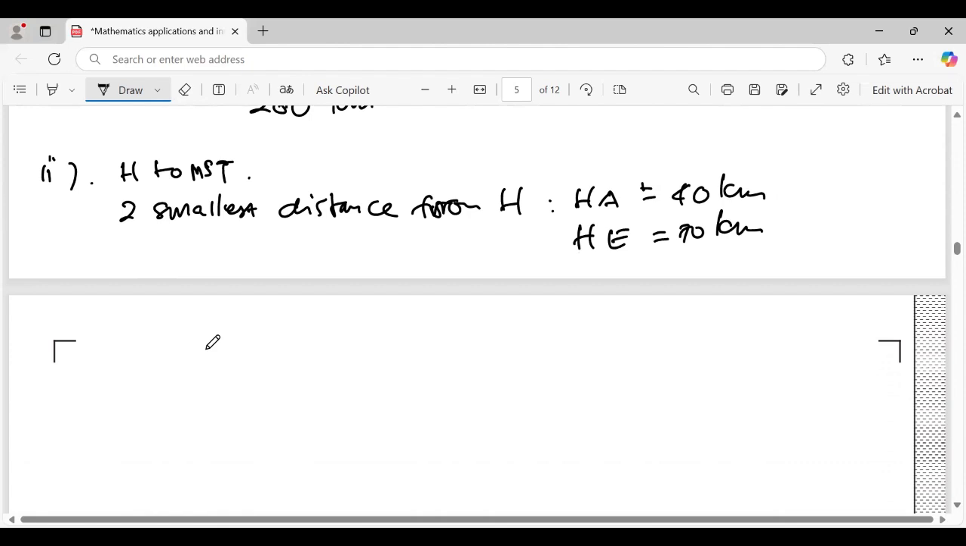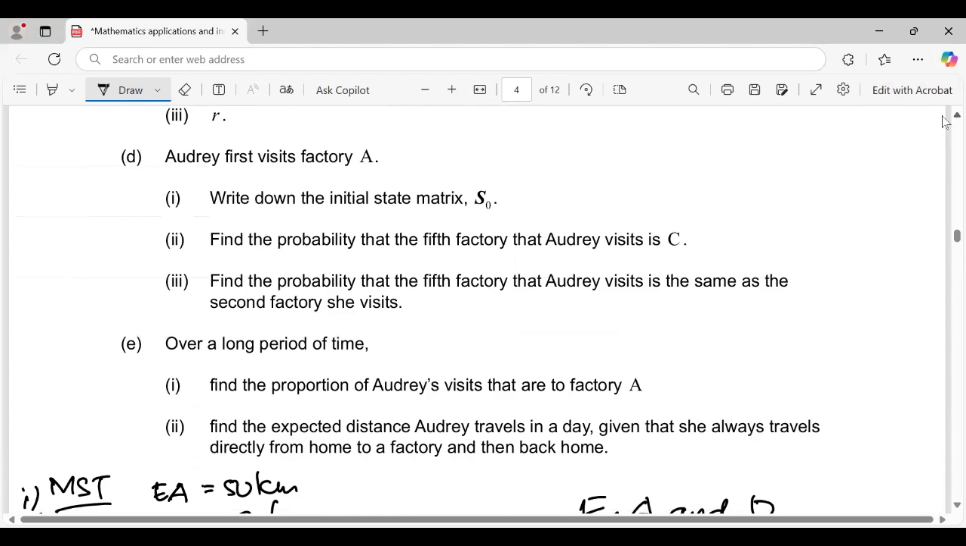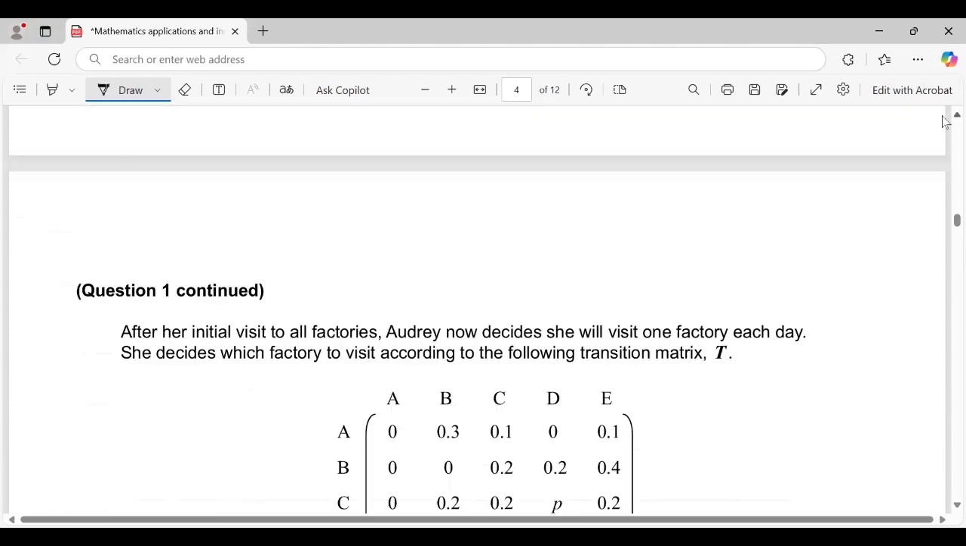So the lower bound is the MST weight plus HA plus HE, 280 plus 40 plus 70, and this is 390 kilometers. Next question.